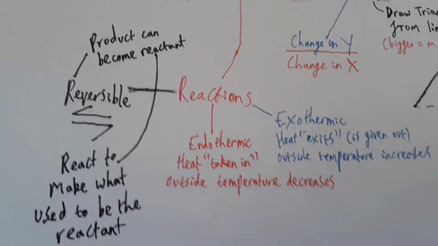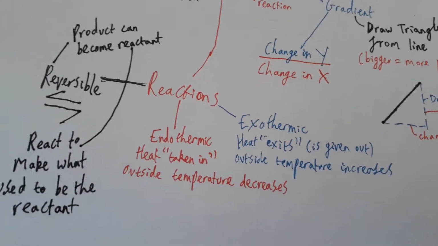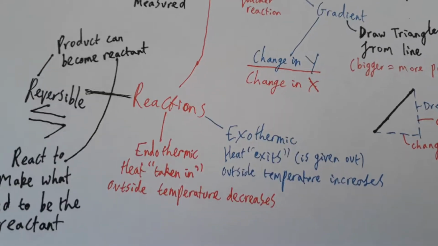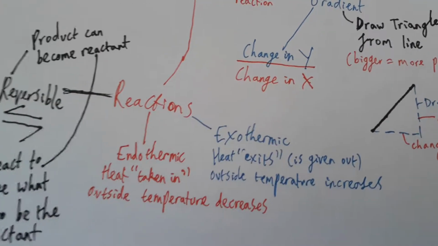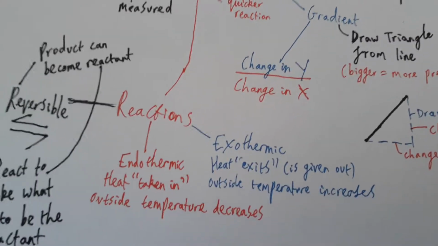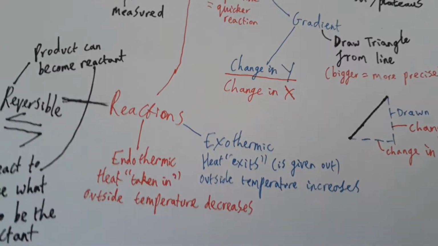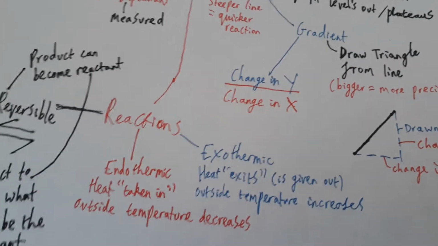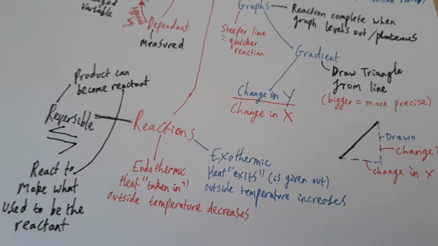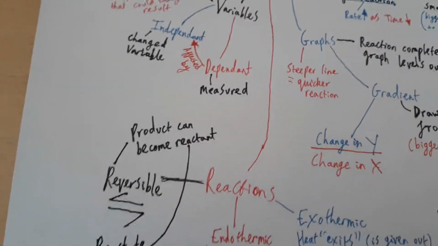So then let's move on to reactions. Different types of reactions. There are exothermic reactions, where heat exits or is given out. It makes the outside temperature increase because heat actually leaves the thing that's reacted. And then there are also endothermic reactions, where heat is taken in, so the outside temperature decreases because that heat energy is concentrated on the object. It's absorbed by it almost. Probably makes no scientific sense, but okay.